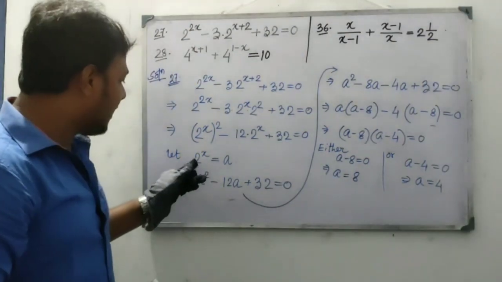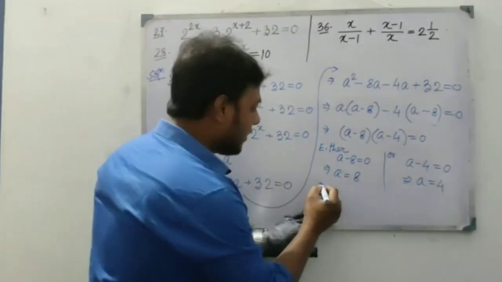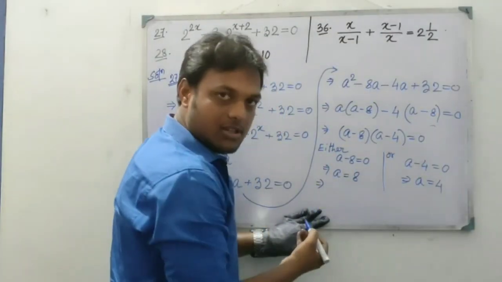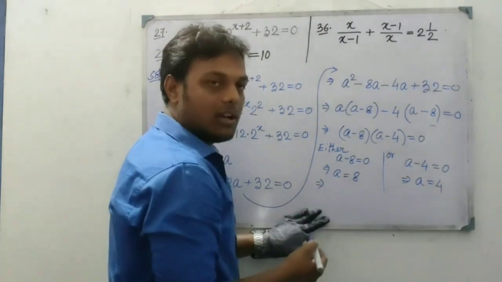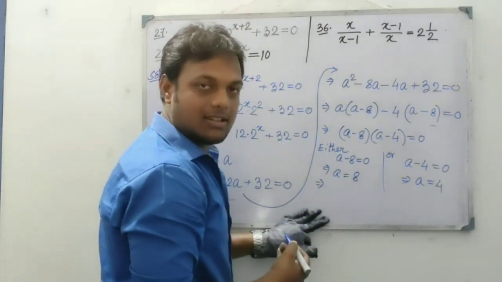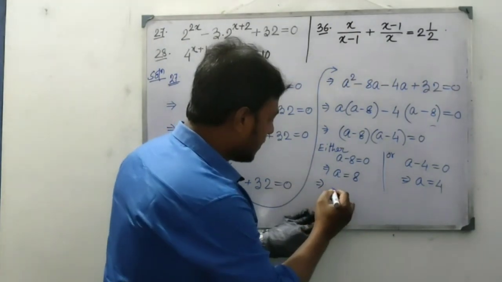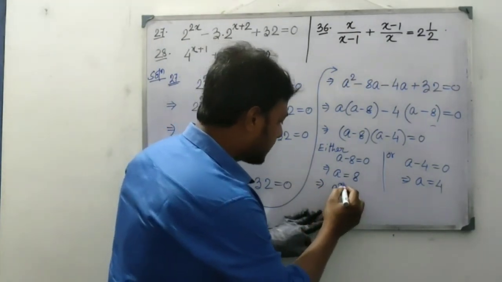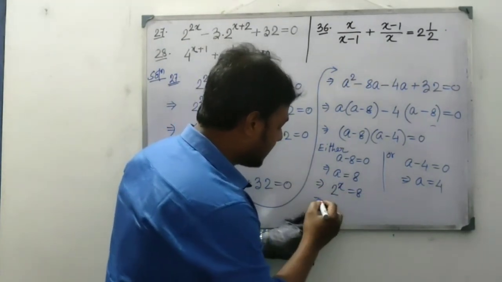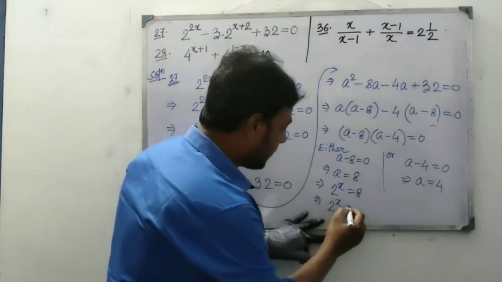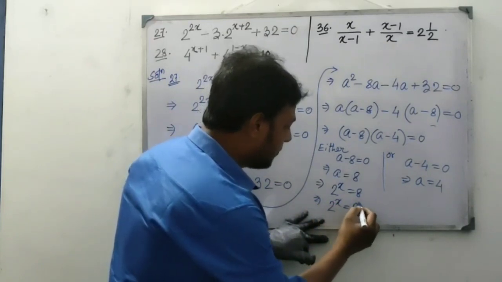So what is a here? A means 2 to the power x. So a was our assumption, and we cannot keep our assumption in the answer. So we must convert. So a means 2 to the power x equals 8. That implies 2 to the power x equals 8, which can be written as 2 cube.